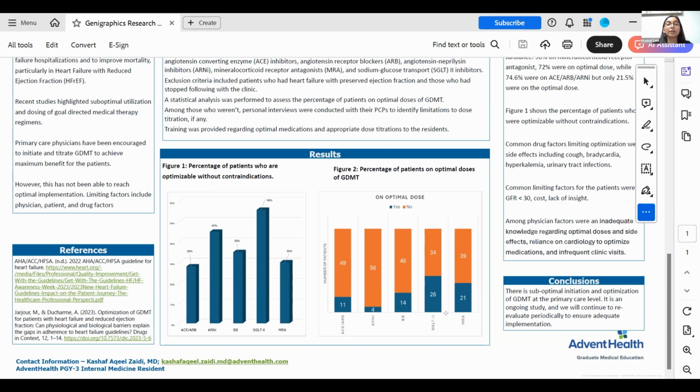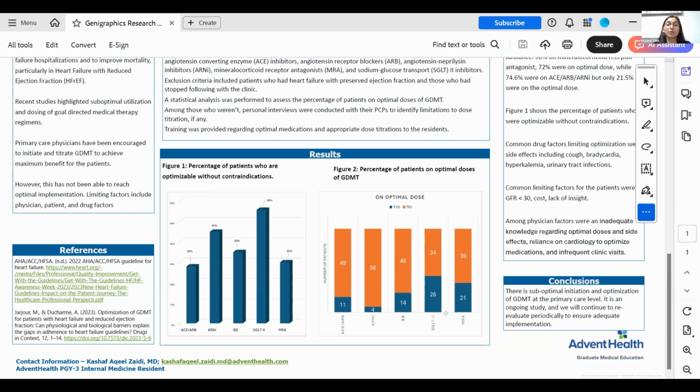Then, along with that, there are drug factors. So, for example, side effects. If their GFR is less than 30, we cannot optimize these medications and we cannot even initiate Jardiance and spironolactone. Then that being said, there's also other drug-related factors, like, if they have hyperkalemia, you can't give them those medications. So those are the things that we were basically monitoring for as well.